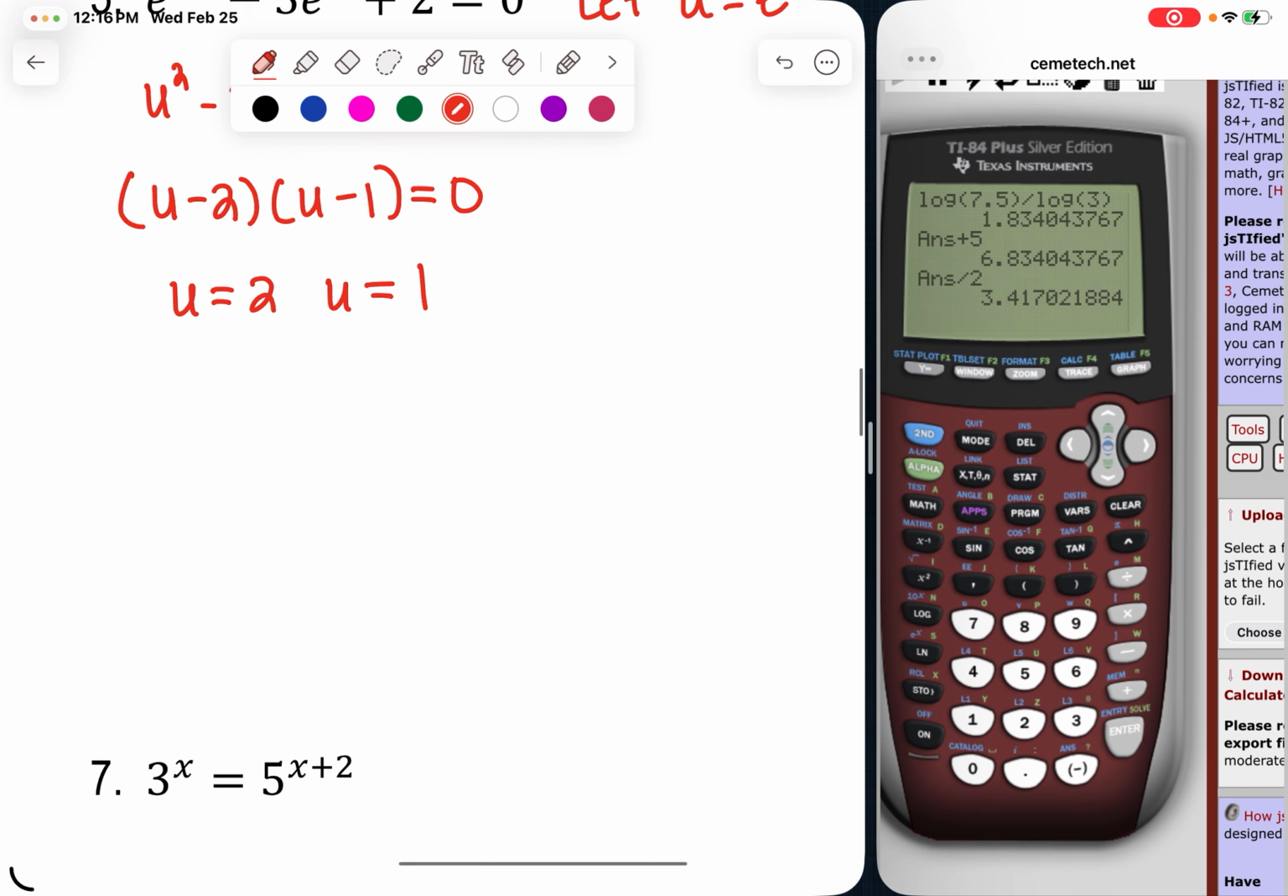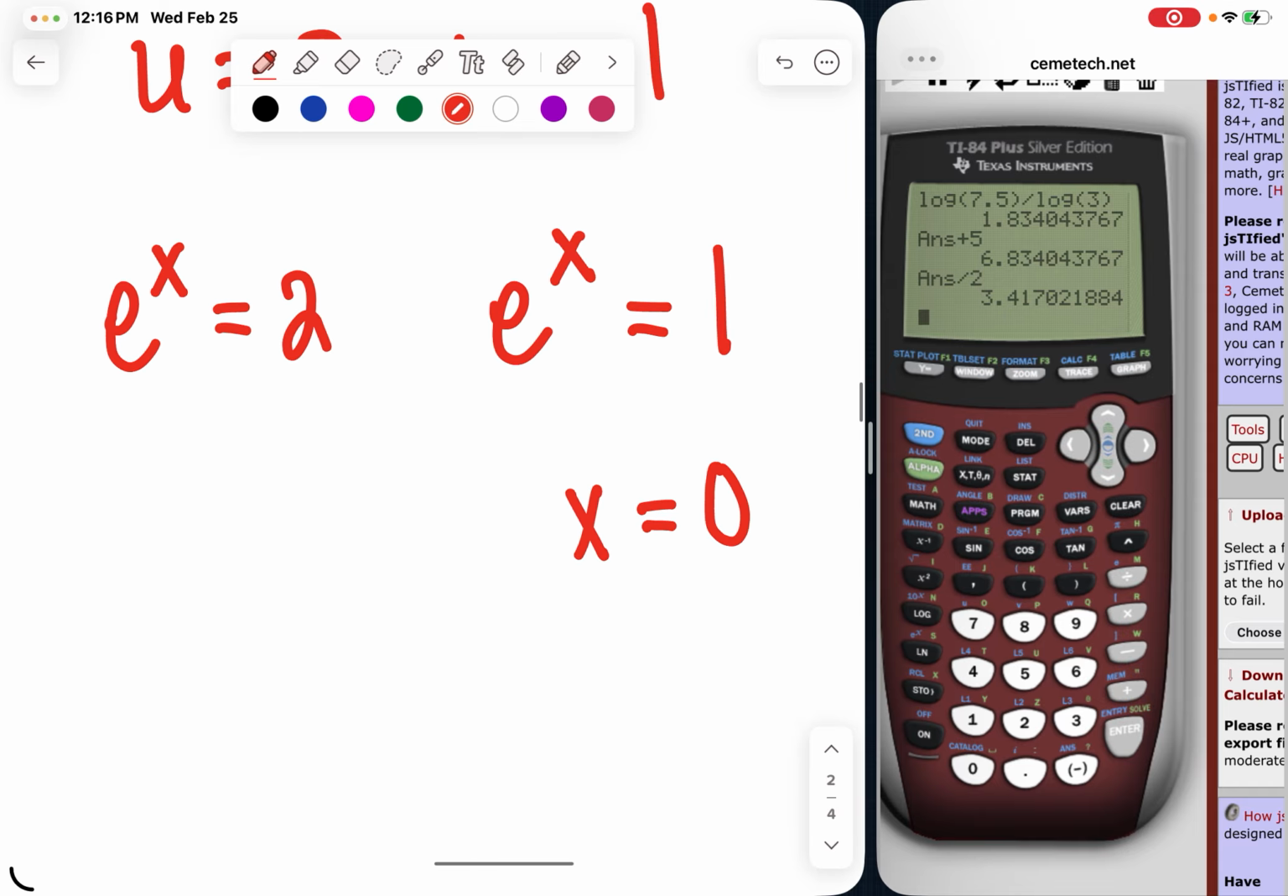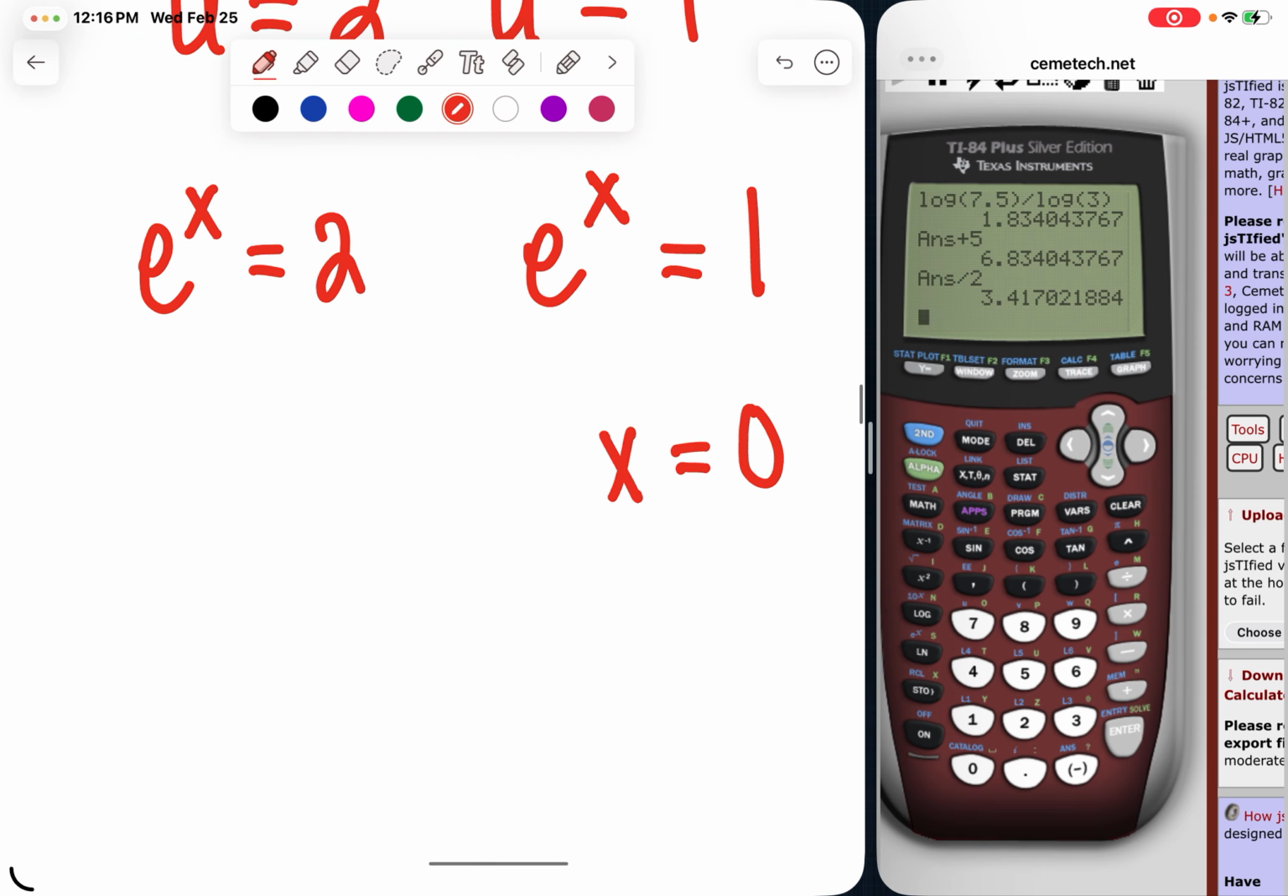Now, here's the thing. u was never in the problem. I put u in the problem because my brain was hurting. So now I'm going to replace u with e to the x. So we have e to the x equals 2 and e to the x equals 1. For e to the x equals 1, I do not need a calculator, okay? I know e to what power gives me 1? That's 0. Now for this one, I'm going to need a calculator because e to what power gives me 2, I don't know.